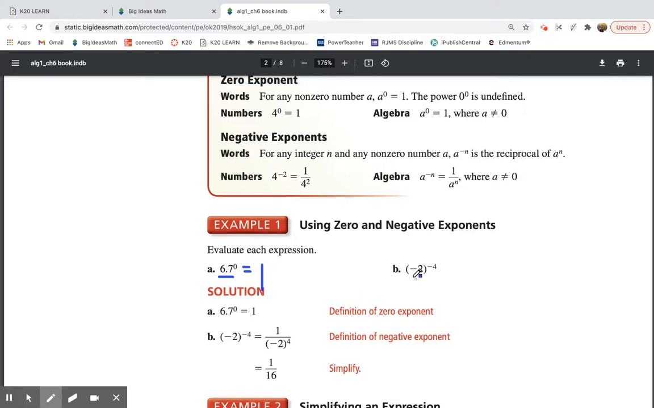Now B, we have negative 2 raised to the negative 4th power. We can't solve for negative exponents, so what we have to use is our reciprocal. So in order to solve this, I would say 1 over, it's still a negative 2, you don't ever mess with the base number. But now that I put it under 1, the reciprocal, that negative 4 becomes positive 4. So 1 over negative 2 to the 4th power. Then I could solve it. If you multiplied that, negative 2 to the 4th power would be 16. So that final answer would be 1 over 16.